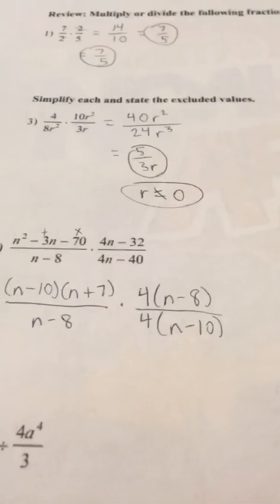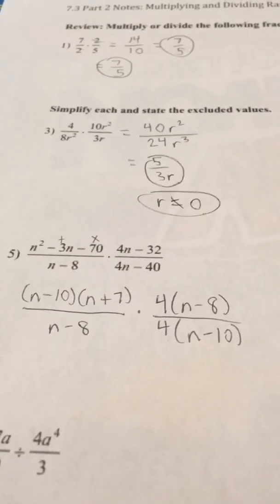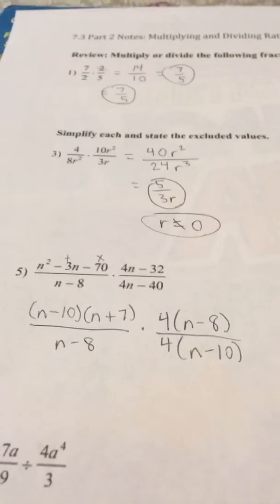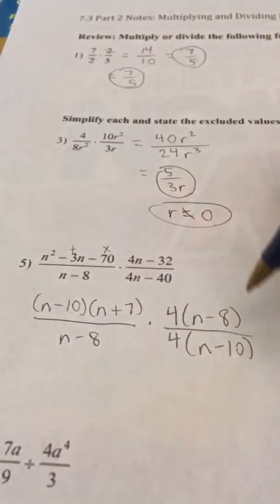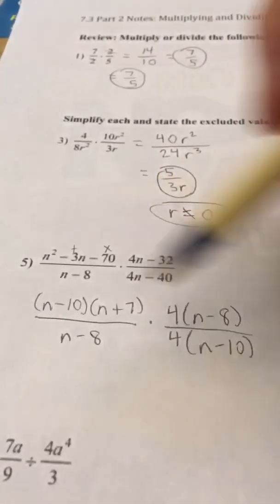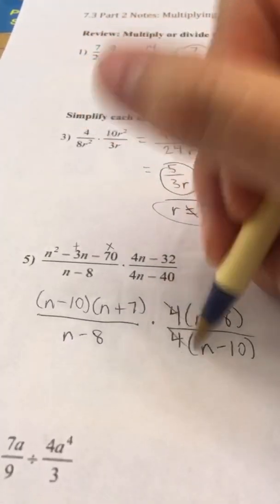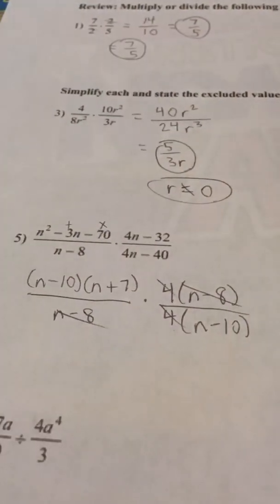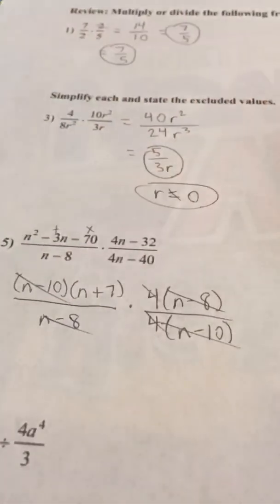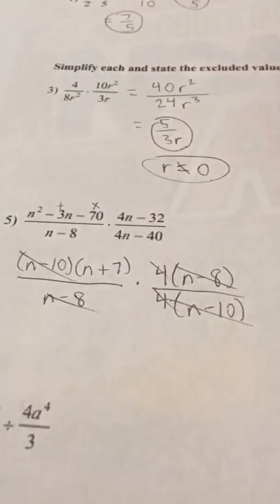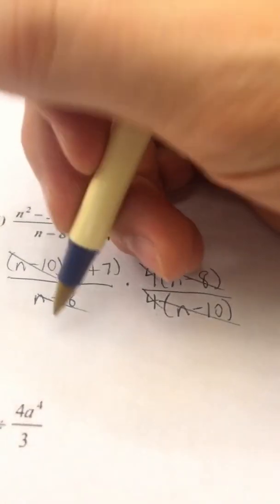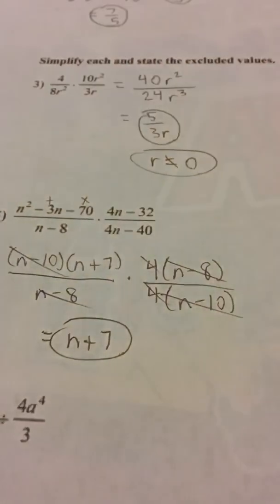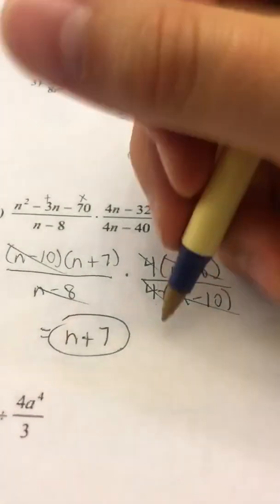Now, these type of problems you're definitely going to want to simplify first before you multiply out. Remember, I can reduce up and down. I can reduce diagonally. I just cannot reduce side to side. So I could say, hey, the 4's cancel out. I could say this n minus 8 and this n minus 8 cancel. I could say this n minus 10 and this n minus 10 cancel. So what's left in the problem? N plus 7. That is my answer. N plus 7. And then excluded values.